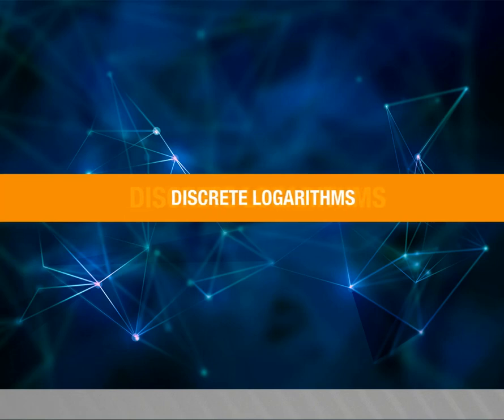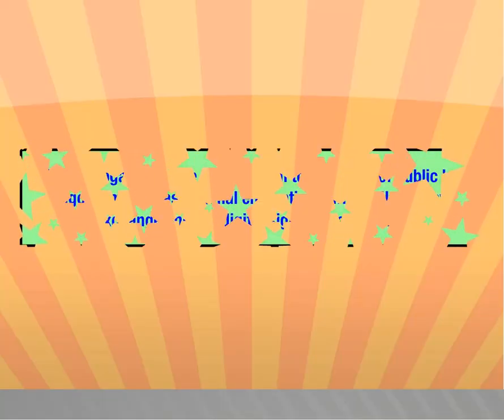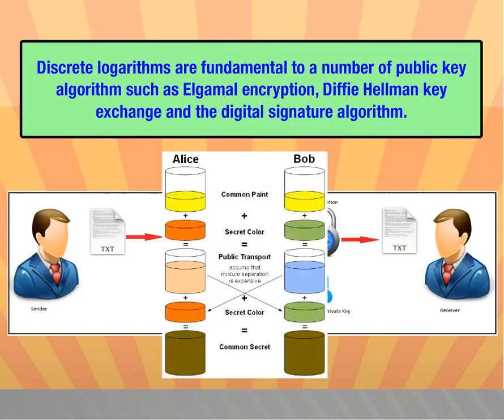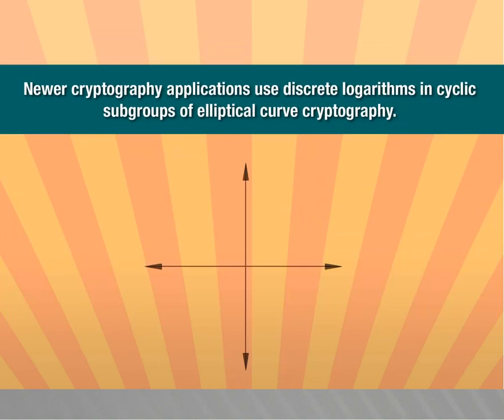Discrete logarithms. In this video, we are going to see about discrete logarithms. Discrete logarithms are fundamental to a number of public key algorithms, such as ElGamal encryption, Diffie-Hellman key exchange, and the digital signature algorithm. Newer cryptography applications use discrete logarithms in cyclic subgroups of elliptic curves, as in elliptic curve cryptography.